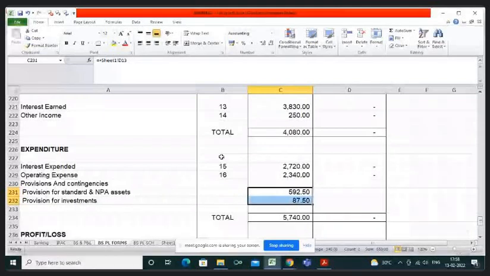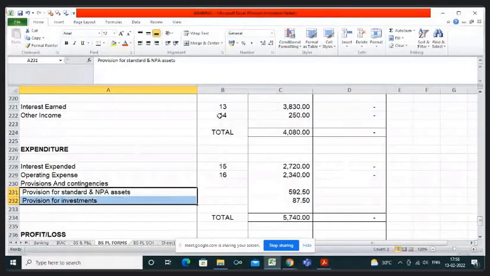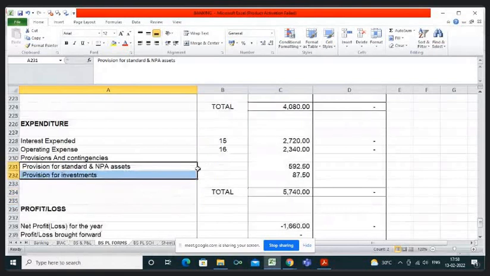Always remember this. Any provision for NPA, provision for investment, it will be on the face of the profit and loss account itself. It will not affect any of the schedules. Don't take it to the schedules.